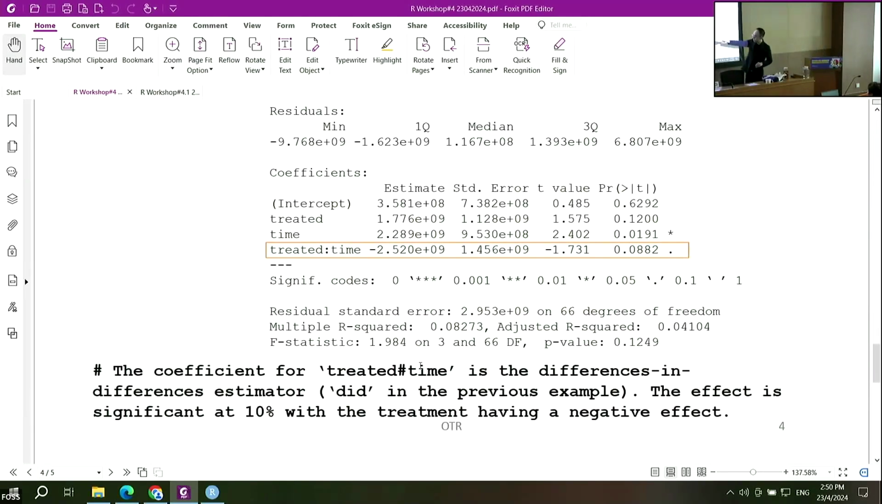Okay, now here, the coefficient for treatment times time is the difference-in-differences estimator, the DID in the previous example. The effect is significant, again, significant at the 10% level with the treatment having a negative effect. Okay, so that's that. All right.